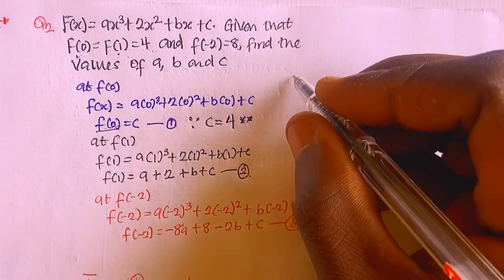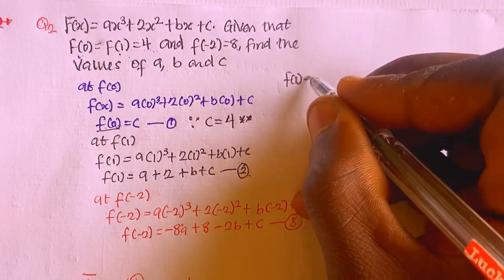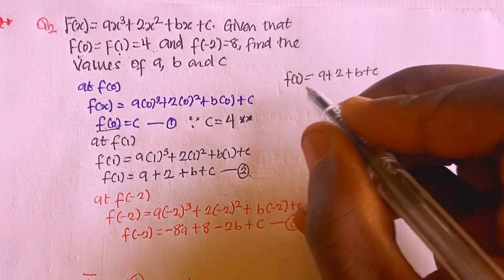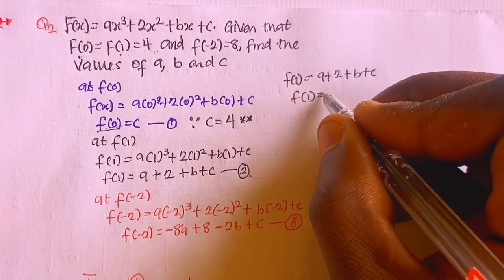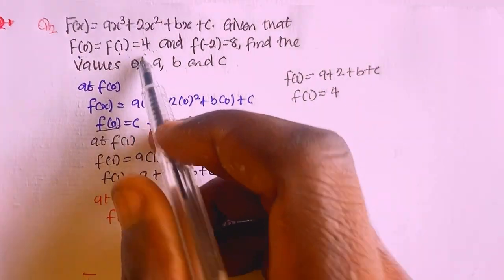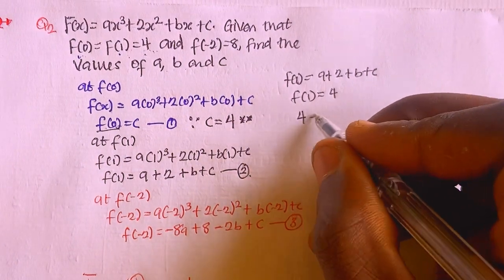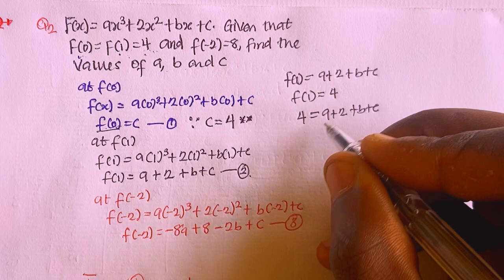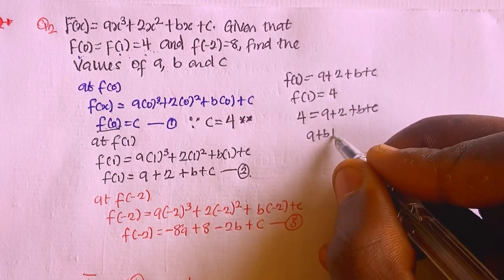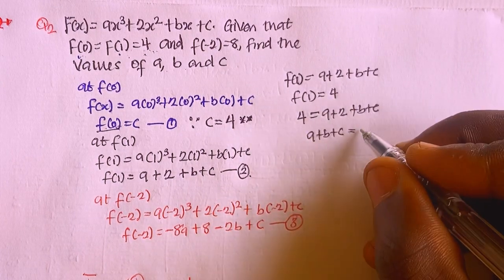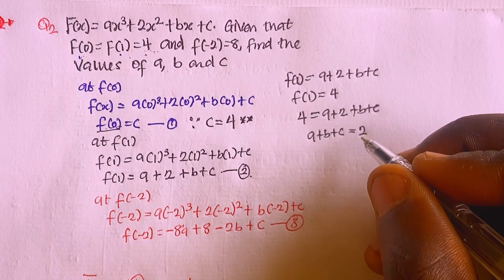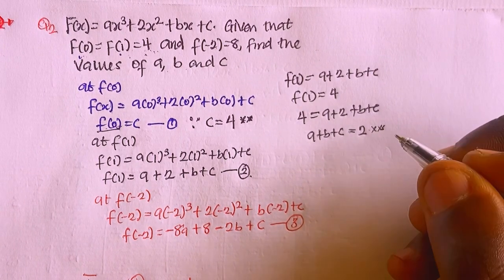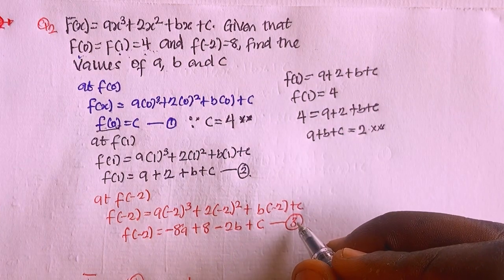After that, we come back to this equation 2. What's equation 2? That's f of 1, right? f of 1, which is equal to a plus 2 plus b plus c. Then f of 1 equals what? 4 from the question. Then here we are going to have 4 equals a plus 2 plus b plus c. Then collecting like terms, we're going to have a plus b plus c equals what? That's 2, right? So after that, the next thing, let's start this also. The next thing we are going to have is that we come back to this last aspect.